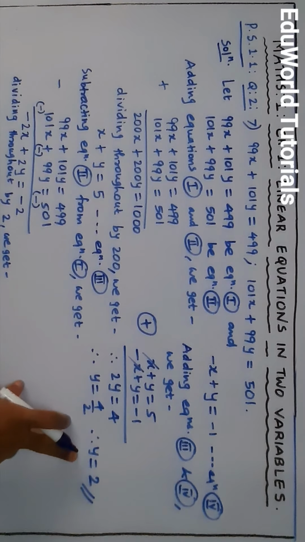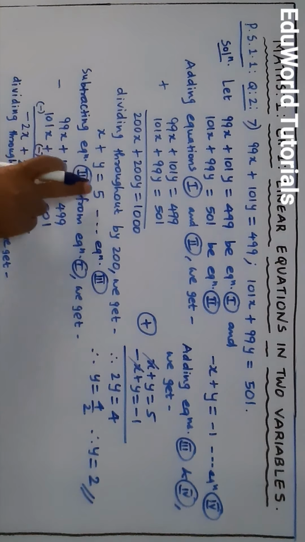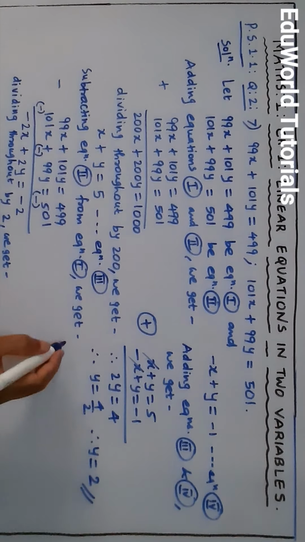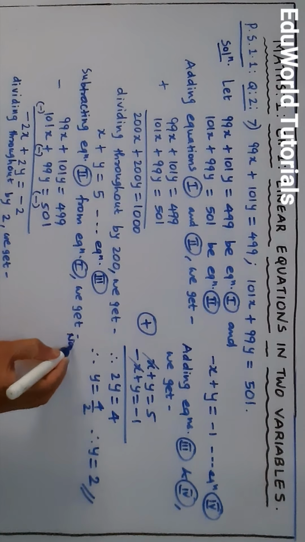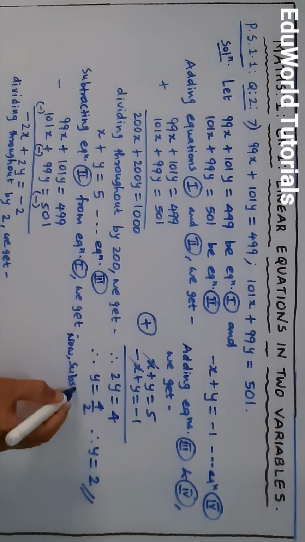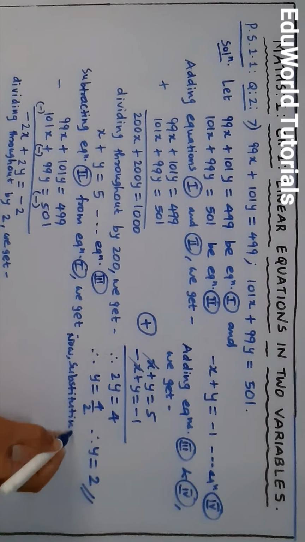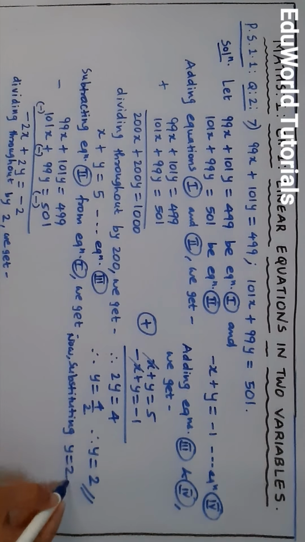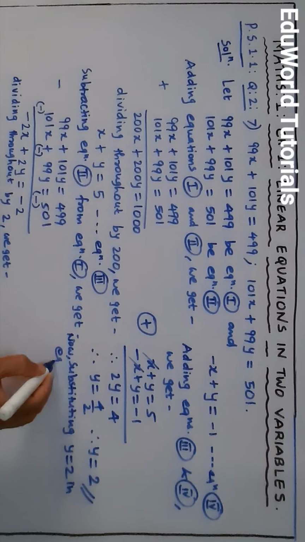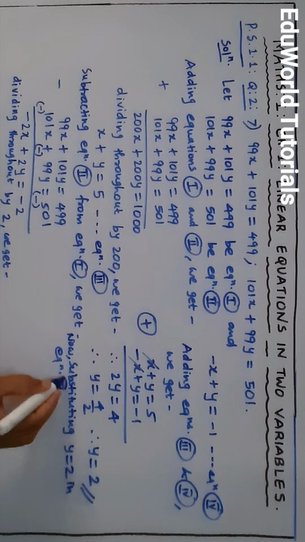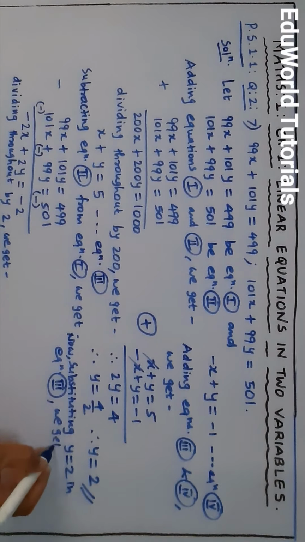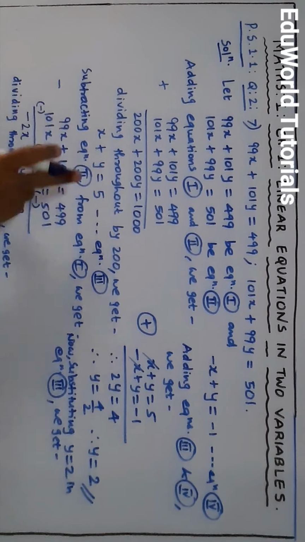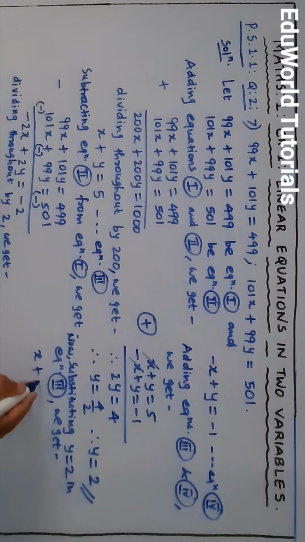To get the value of another variable x, we put this value of y in any of the equations, 3rd or 4th. So we write: substituting y equal to 2 in equation 3rd, we get, in third equation we are substituting y equal to 2. Third equation is this: x plus y, which is 2, is equal to 5. This is the third equation. Y is 2, so I kept 2 here.